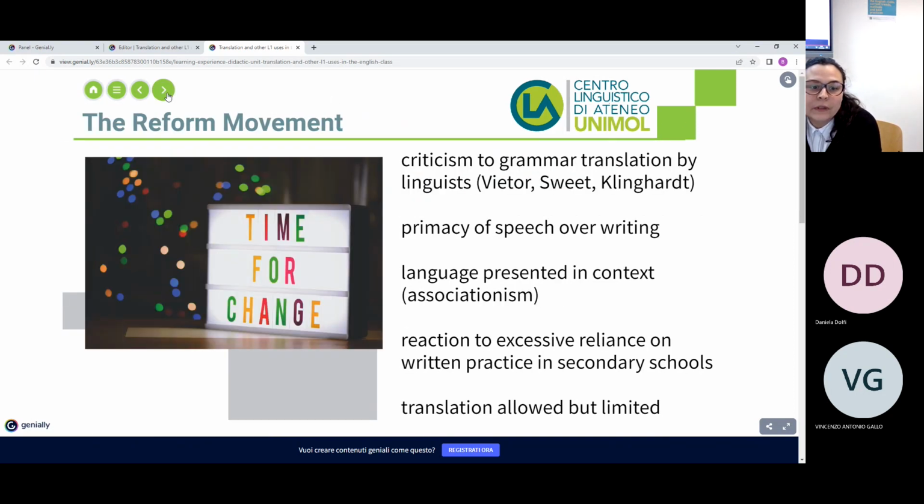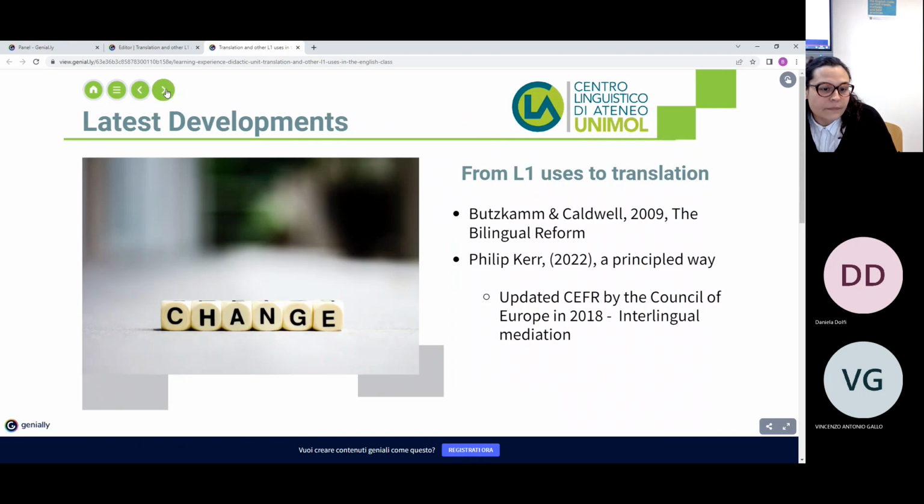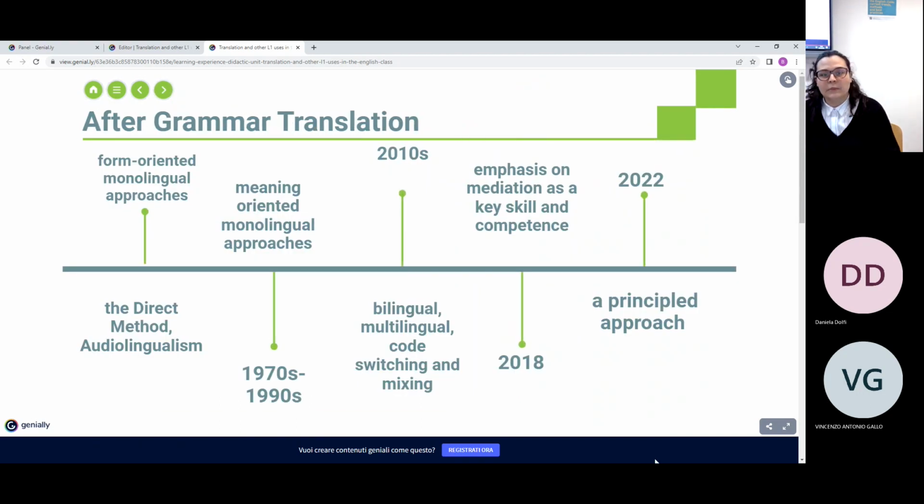Okay, we're going to move on. So it's from here that some scholars, linguists and psychologists started to propose a different approach to language teaching, to second language teaching and English language teaching. So this started from the academia. I want to try and be as quick as possible.